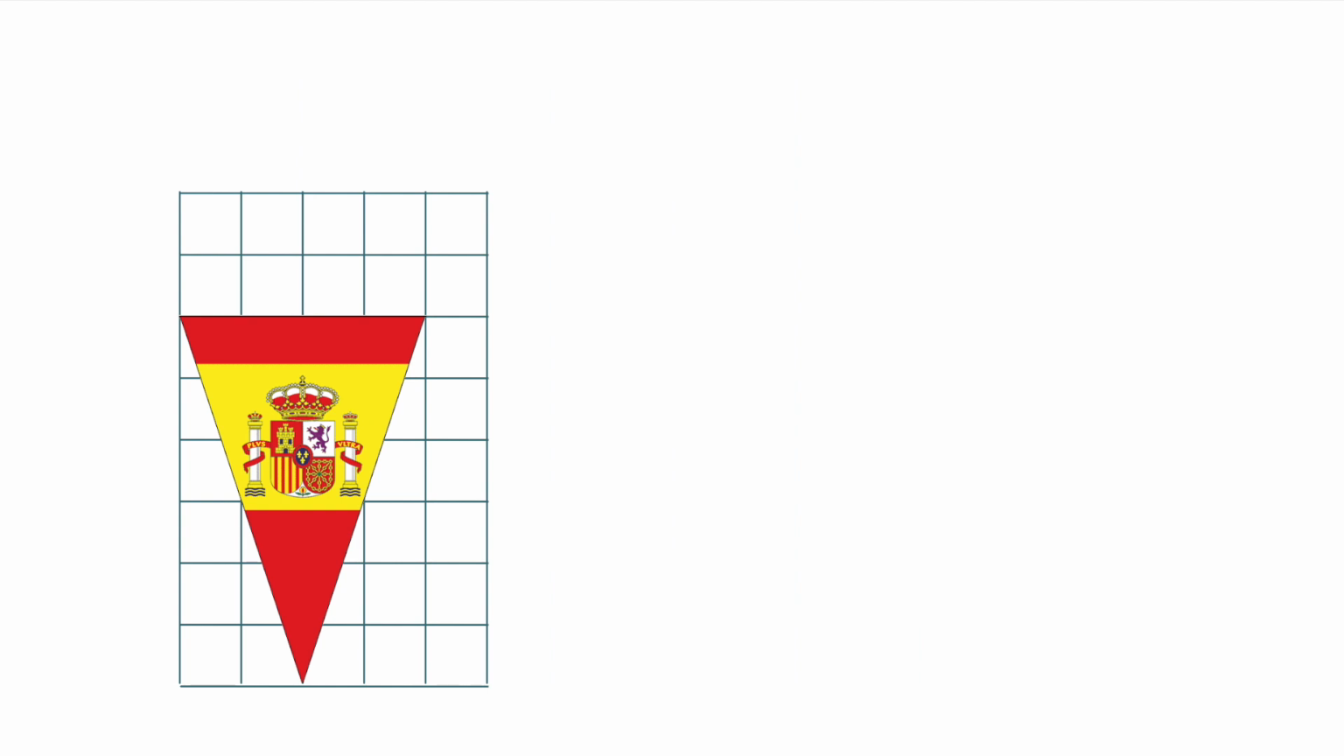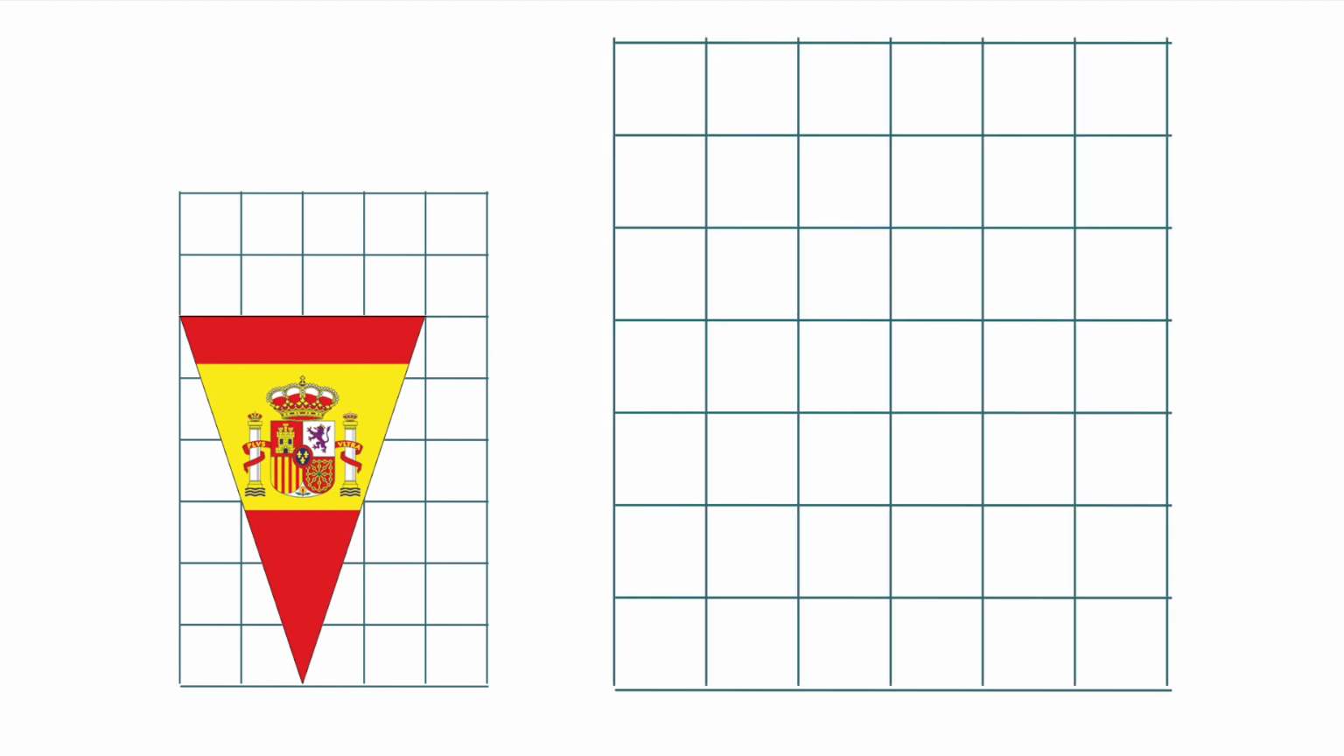Another way to have a bigger drawing is to use a grid that is of a bigger size. For example, if this one here is 1 centimeter, whereas for this grid, the length here is 1.5 centimeter.